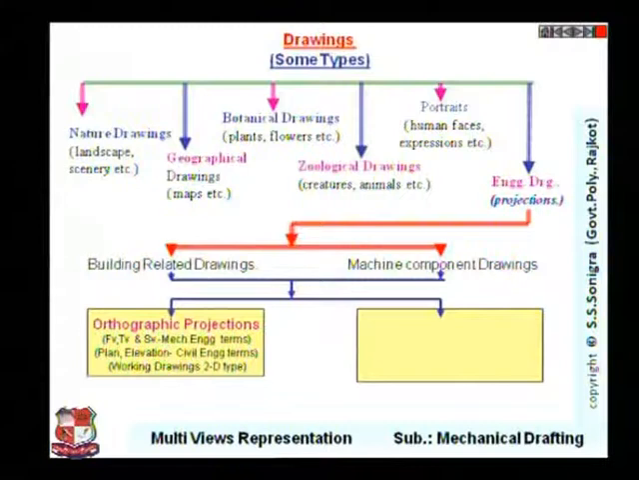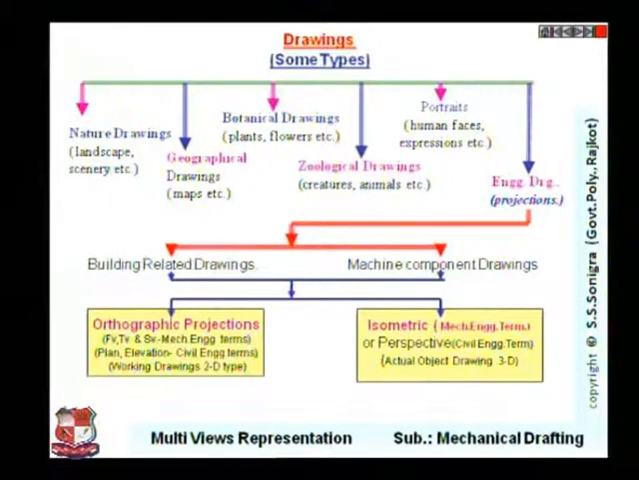In orthographic projection, three views are mainly used: front view, top view and side view. This terminology is used by mechanical engineering students, while plan and elevation are the terms used by civil engineering students. Working drawings in 2D belong to orthographic projections. The second is isometric projection or isometric drawing, a term used by mechanical engineering students, and perspective drawing, used by civil engineering students. Actual object drawing in 3D is covered in perspective or isometric. Both are alike.